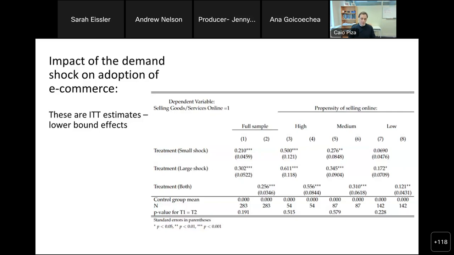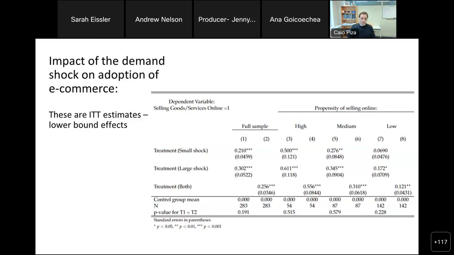Then we split these firms based on their propensity to sell online. Well, one said, yes, I can sell. Another said, well, I need to set up my website, but I would like to do so. And the other one said, well, we'll have to receive a big order in order to switch online. Otherwise, I wouldn't do that. So we grouped these firms based on their propensity to sell online. But first, we grouped them all here.